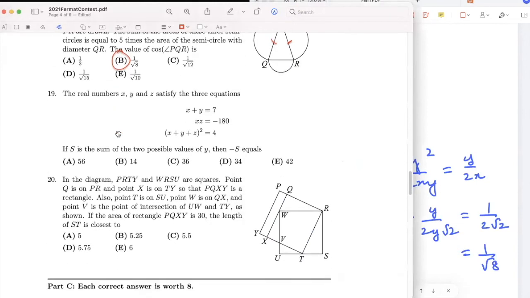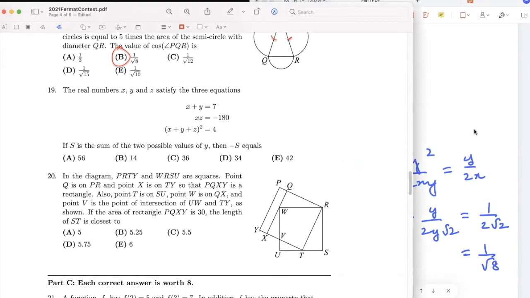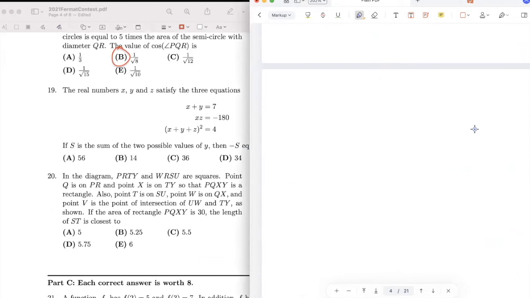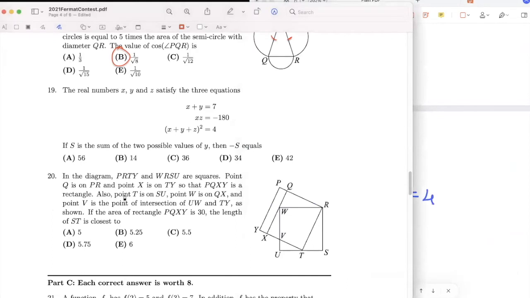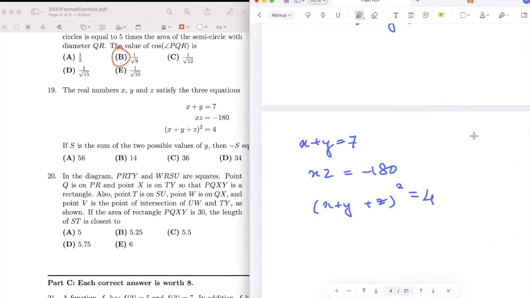Okay. The real numbers x, y, and z satisfy these three equations. x plus y is 7. x into z is minus 180. And x plus y plus z whole squared is 4. If s is the sum of the two possible values of y, then what is minus s?